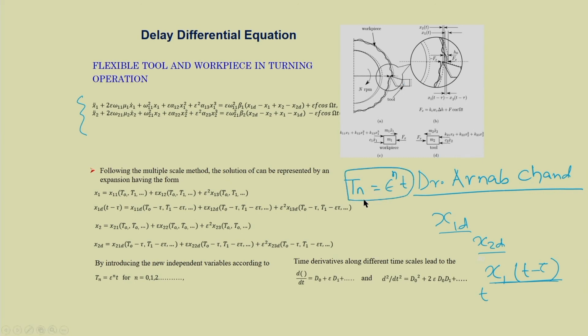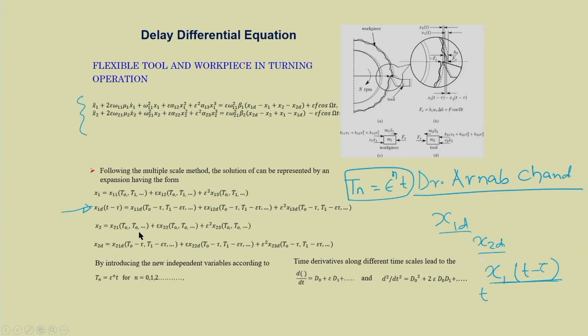So, these are different time scales we are using for x1. x1 is the current position and x1d is the delayed position, that is x1d(t minus tau). So, it can be written in this form. This is the new thing you have to check. So, x1d(t minus tau) can be written as x1d(t0 minus tau, then t1 minus epsilon tau). So, this t1 is replaced by t1 minus epsilon tau and t0 is replaced by t0 minus tau. Similarly, the higher order time scales t2, t3 can also be defined.